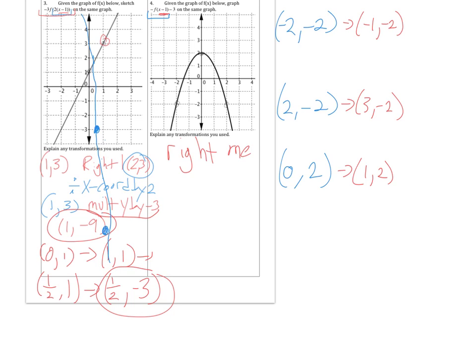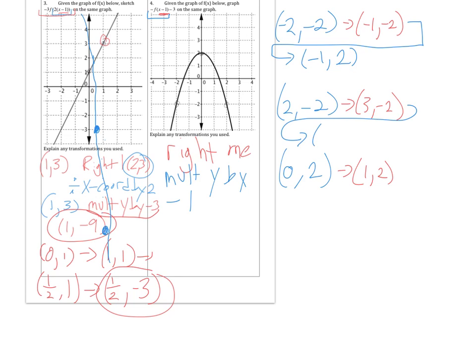And here we've got a negative, which means that my y coordinates are going to multiply by negative 1. This is going to cause a flip to happen. And if I do this, I got negative 1, and then negative 1 times negative 2 is positive 2. I'm going to have 3, and then negative 2 times negative 1 is positive 2. And for my vertex point, I'm going to have 1, and then 2 times negative 1 is negative 2.